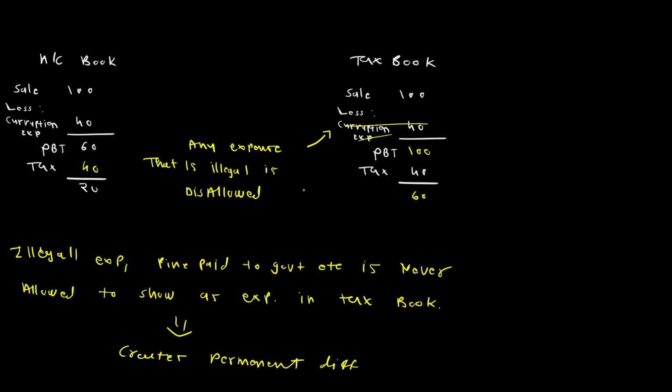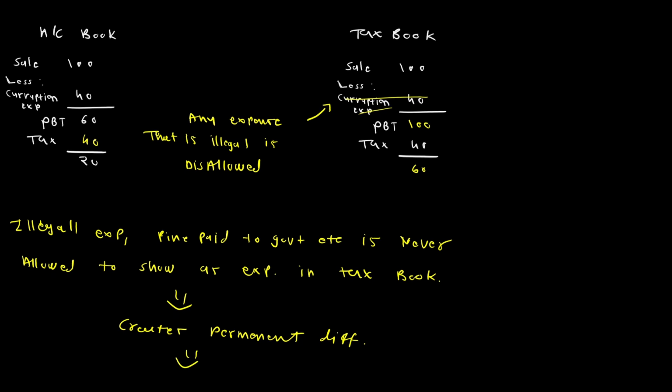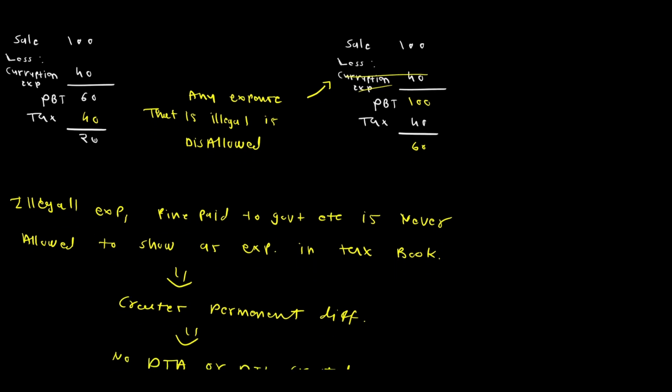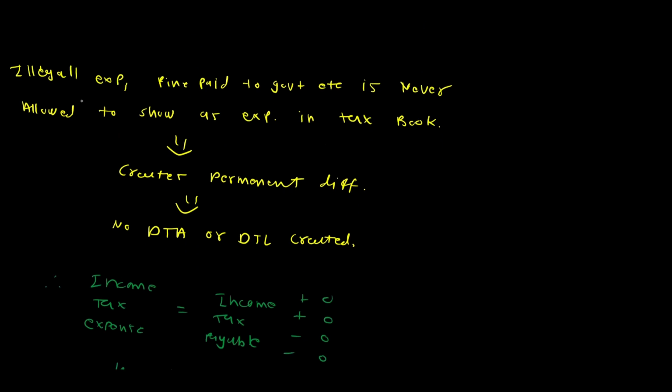So in this example, my 40 is the income tax paid as per the textbook. So I need to show 40 directly, without calculating 40% on this profit before tax as per the textbook, because I can't create DTL or DTA if that difference is due to a not-allowed expense in the textbook.